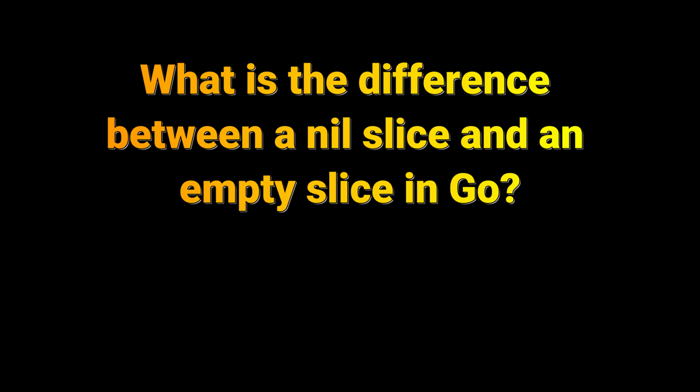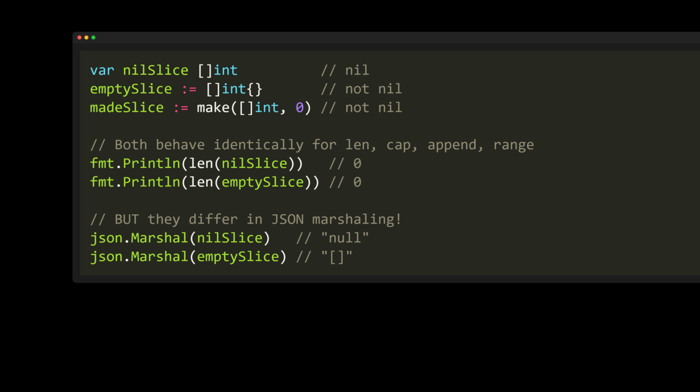Question: what is the difference between a nil slice and an empty slice in Go? A nil slice is declared using var and has a nil pointer inside it. An empty slice is created using empty curly braces, or make, and has a pointer that is not nil. For most operations, like getting the length, appending, or using range, they behave the same way.